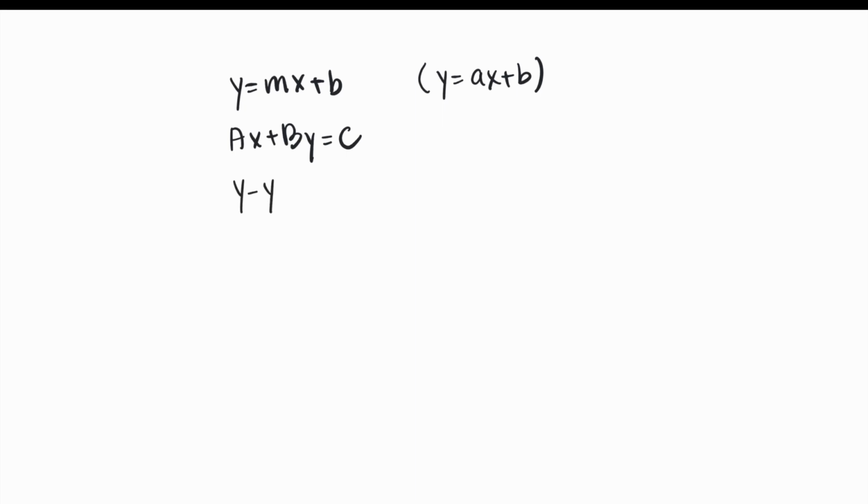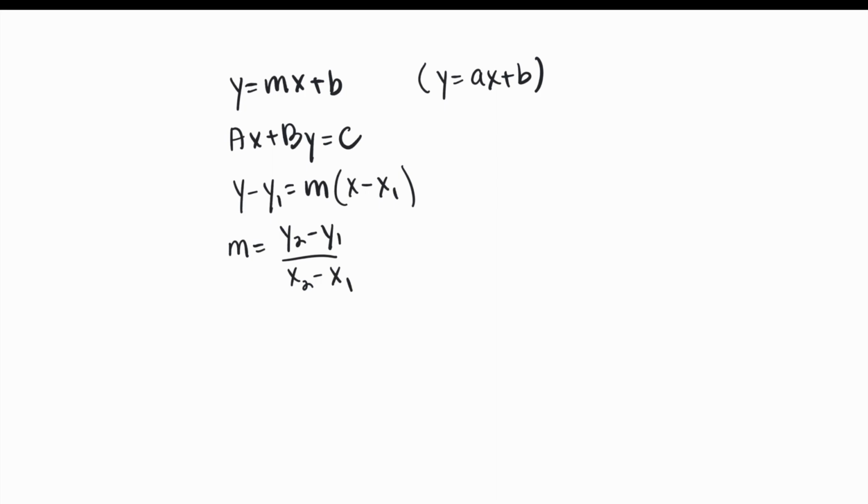Well, here are a few formulas that you will need to know in order to be able to operate on linear functions. The first formula is y equals mx plus b. Sometimes this formula may be written as y equals ax plus b. The second formula is ax plus by equals c. Third formula is y minus y1 equals m times x minus x1. And finally, the last formula is m equals y2 minus y1 over x2 minus x1.